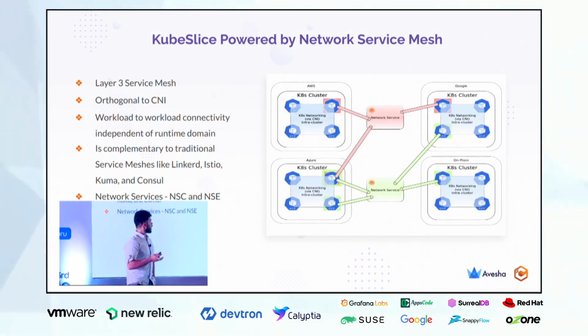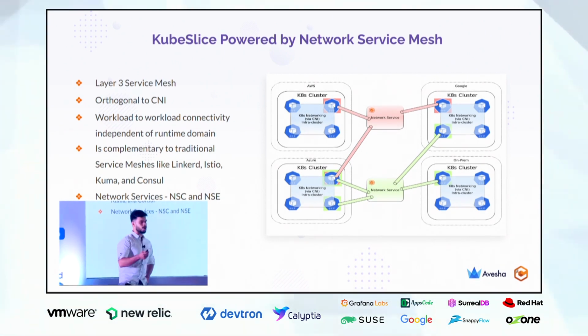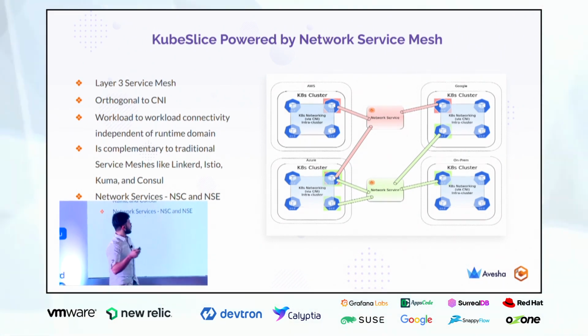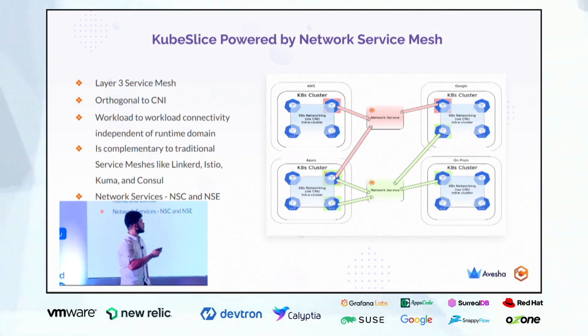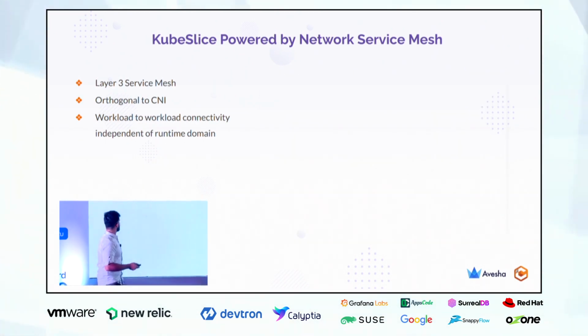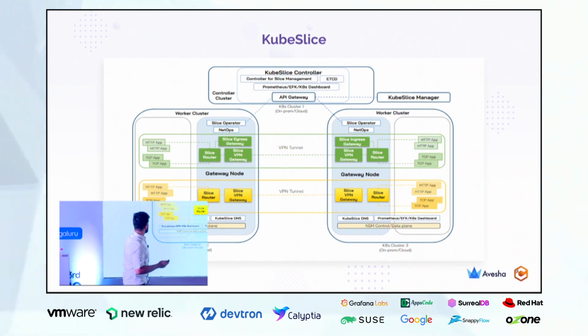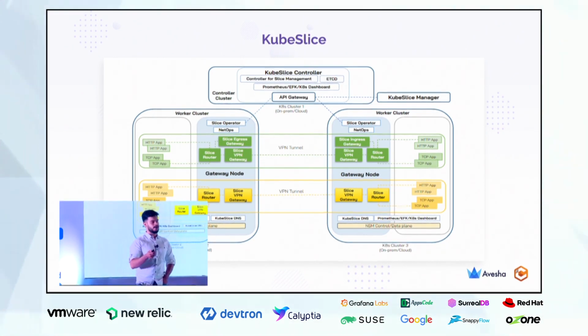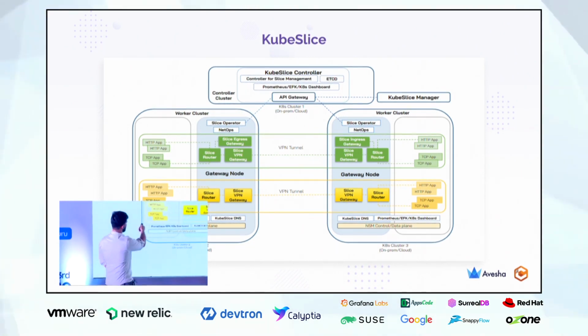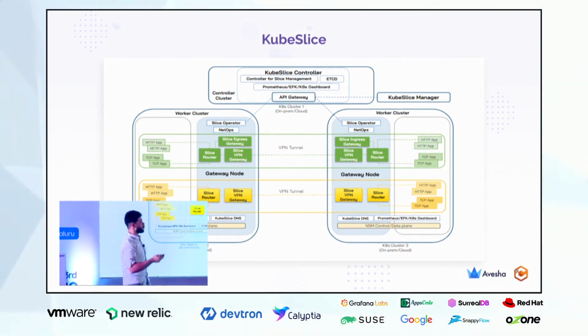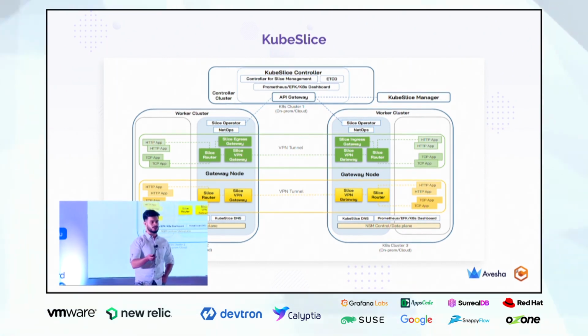What NSM actually does is allow your workloads to connect to a new connectivity domain, known as network services. A network service endpoint is the one that represents that network service. Coming back to the KubeSlice architecture, a slice that we talked about is actually a network service, and the slice router that you see here is a network service endpoint that implements that network service.